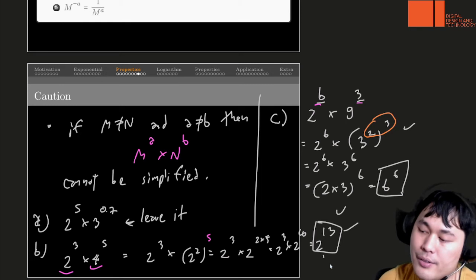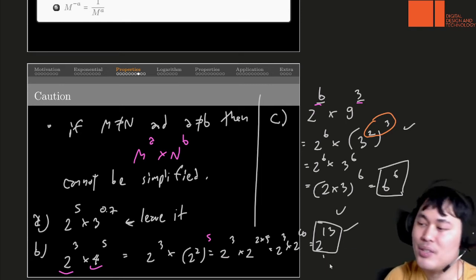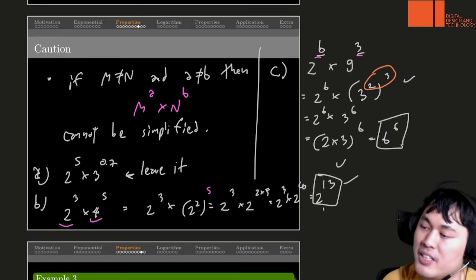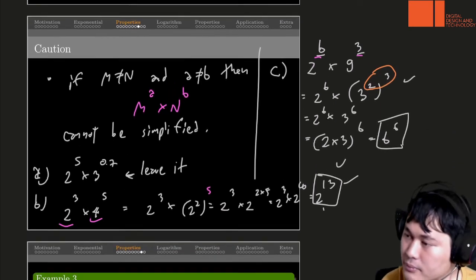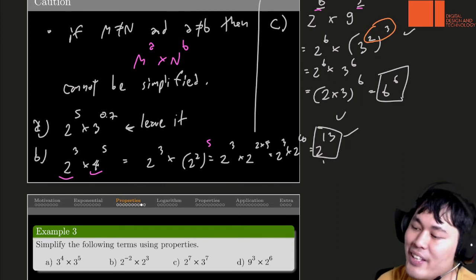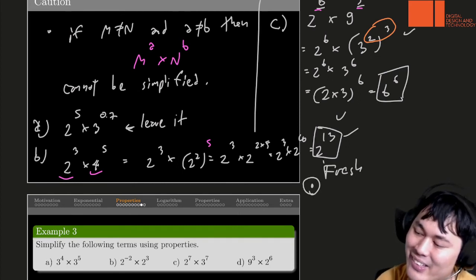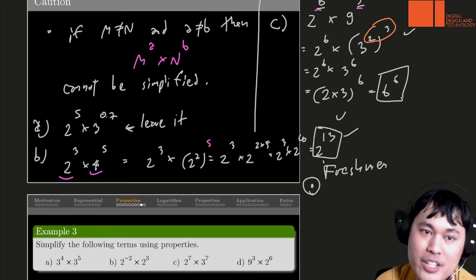So that works. Again, if there's an easy way to change the base. So that's one caution or one remark. The second one is called the freshman's dream. This interesting name, freshman's dream.